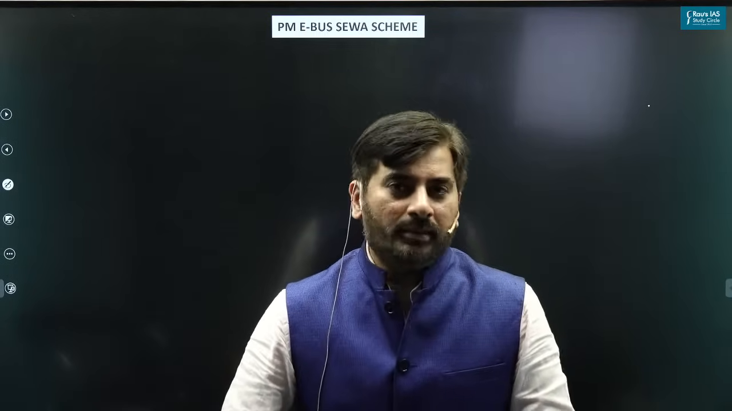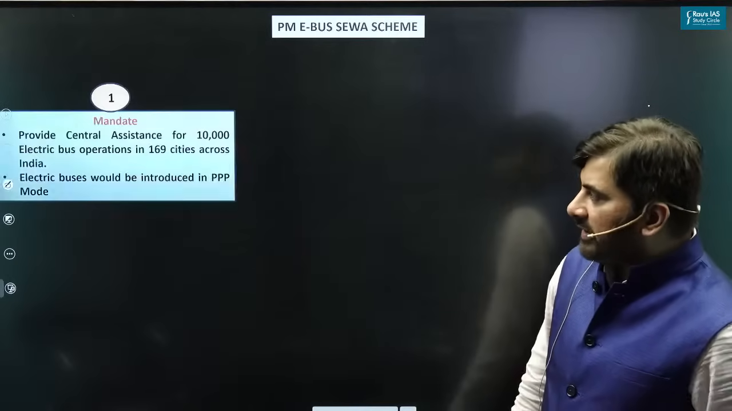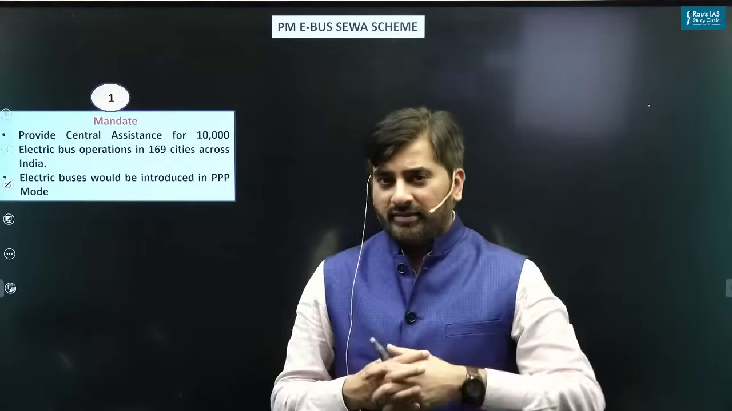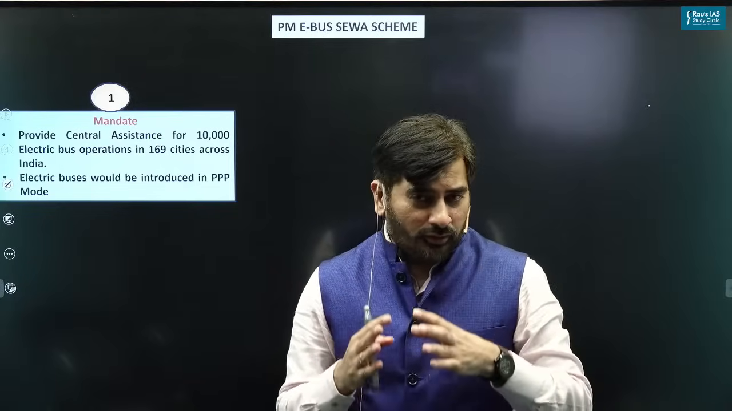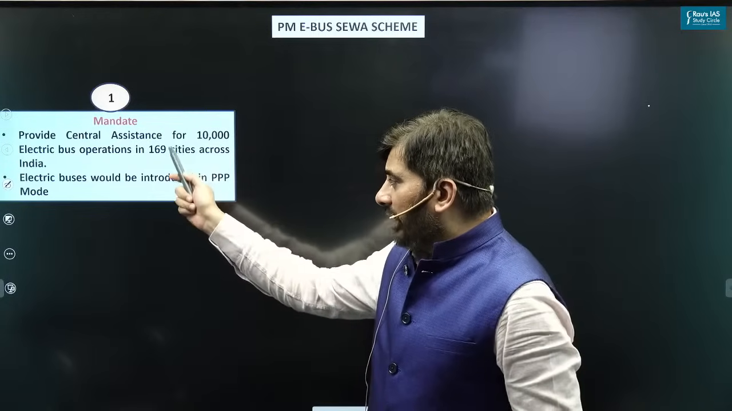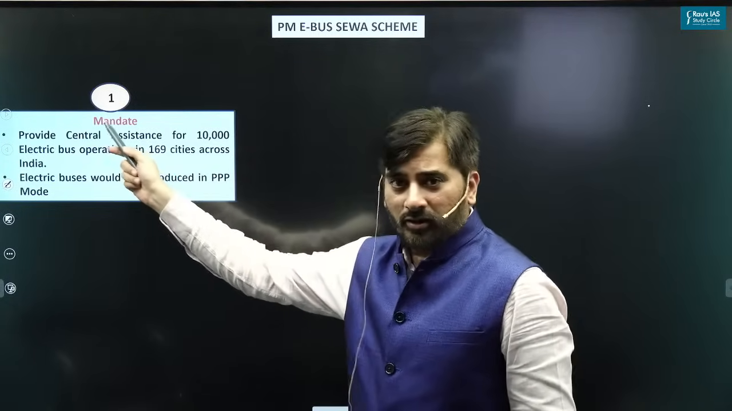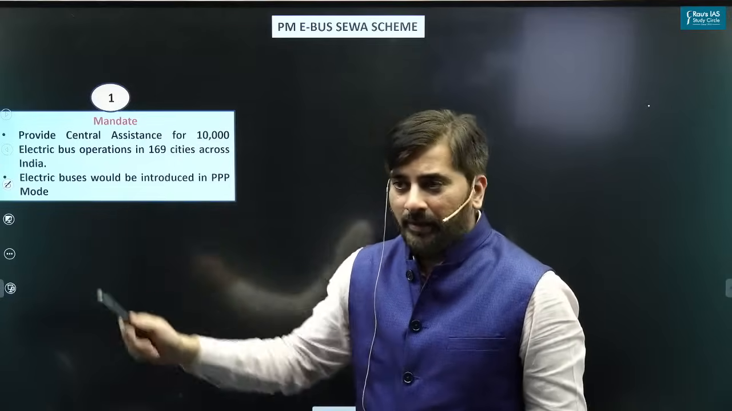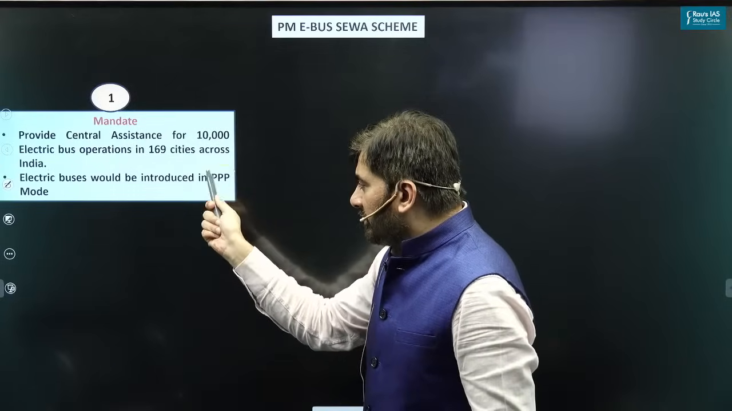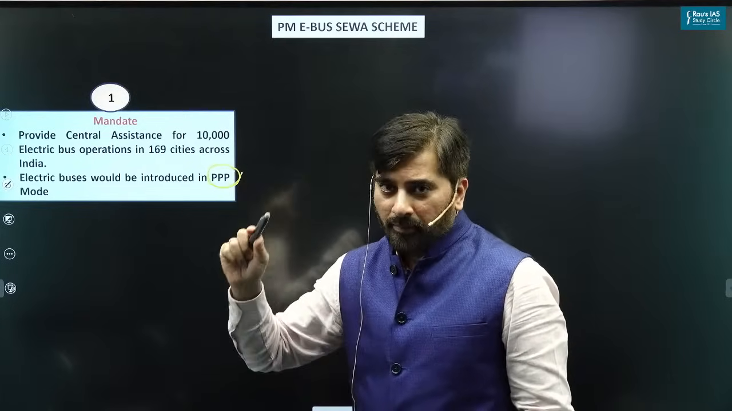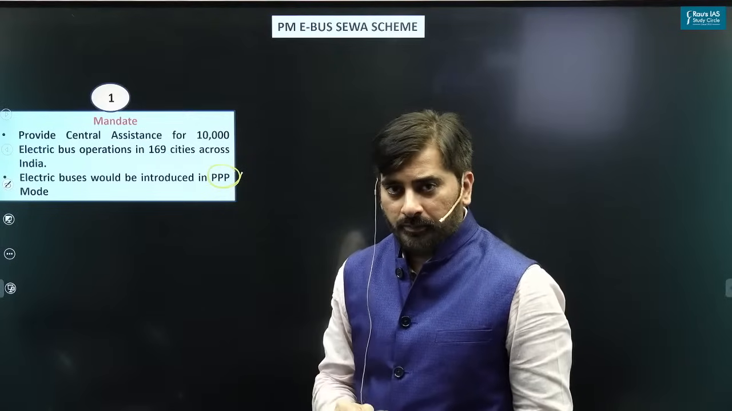What is this PM e-bus Seva? Let's try to understand. Number one, under PM e-bus Seva, we are trying to introduce electric buses in 169 cities across India. Electric buses will be introduced in 169 cities across India. And these electric buses will be introduced in what? PPP mode, public-private partnership mode.